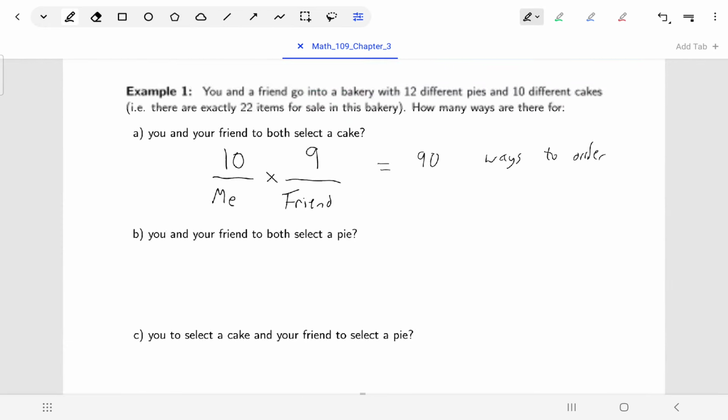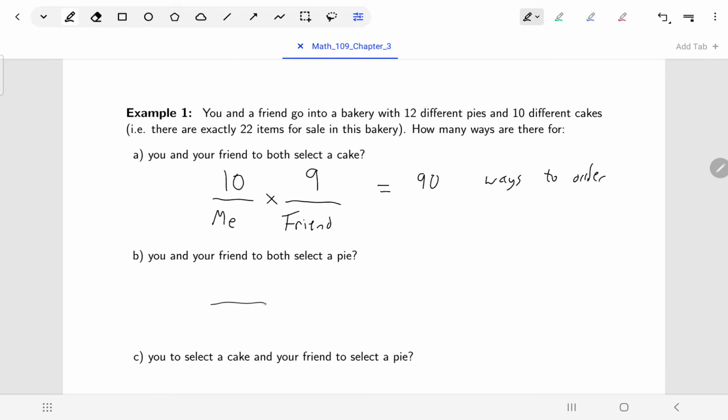Okay, let's do the second one. We're ordering a pie. So again, I'm going to have that broken down into 2 little tasks. I'm going to order and then my friend is going to order and we're both ordering pies. So 12 choices for me when I walk into the store, and then after I've ordered, my friend will only have 11 choices. So there's 132 possible ways for us to make our order there.